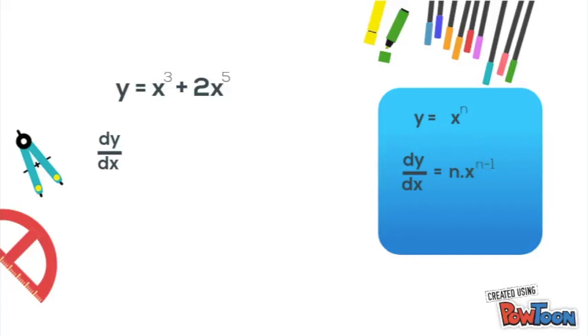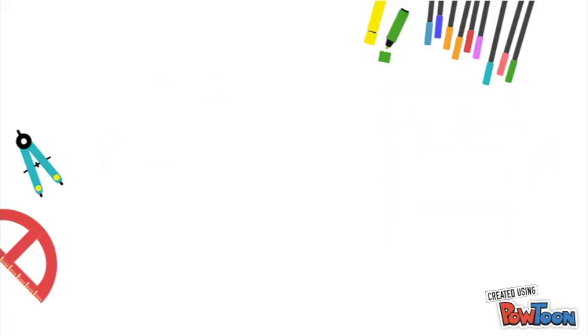To find the gradient of the curve at that point, we have to differentiate the equation of the curve. So, we apply the same method. Bring down 3 to the front and multiply it by x, and reduce its power by 1, giving you 3x squared. Bring down 5 and 2, multiply them and reduce the power by 1, giving you 10x to the power of 4. Thus, the gradient of the tangent is 3x squared plus 10x to the power of 4.